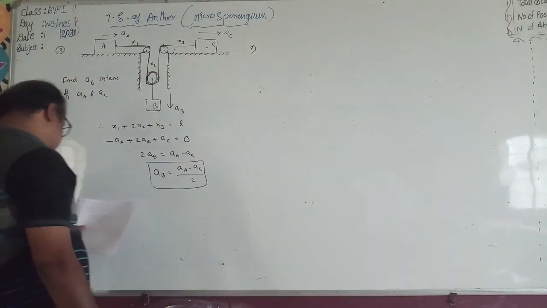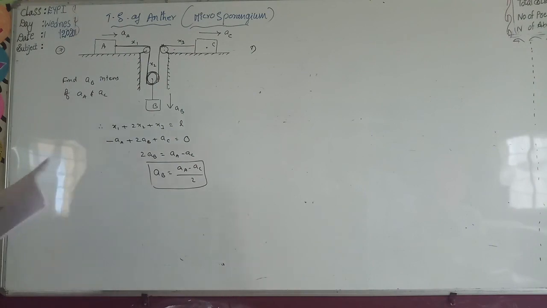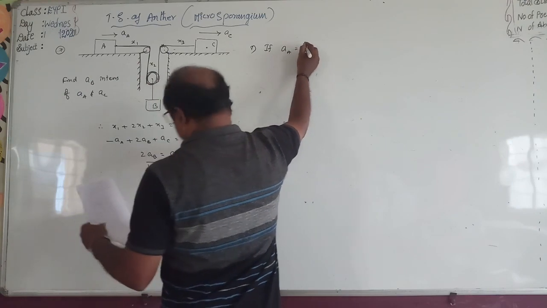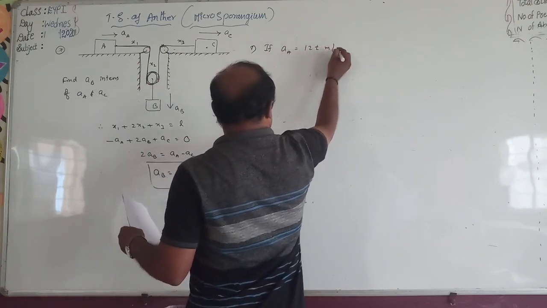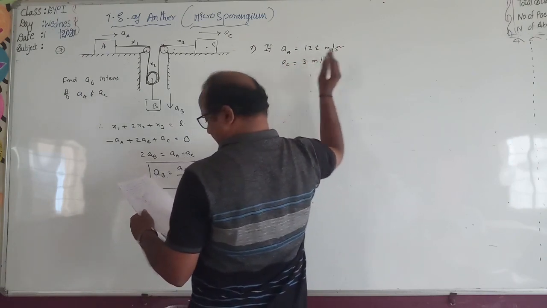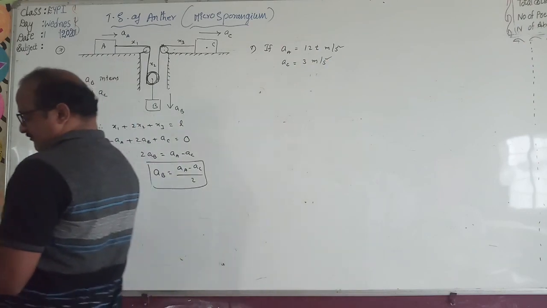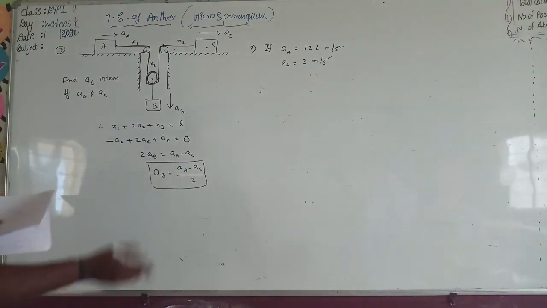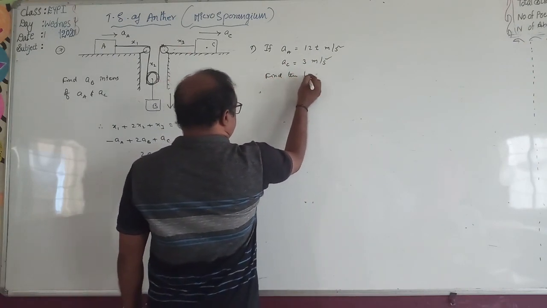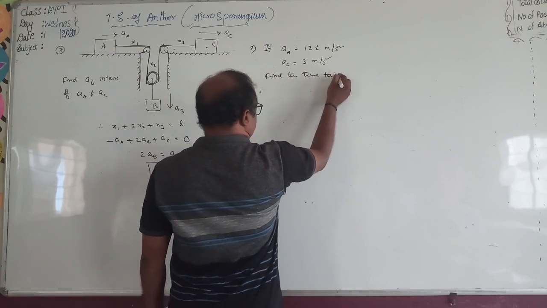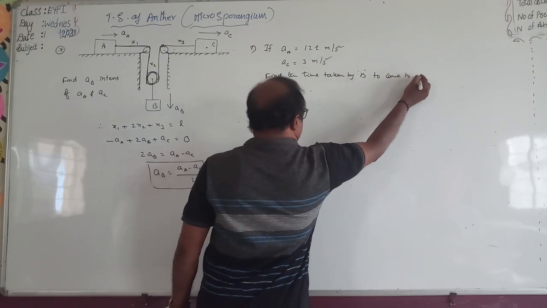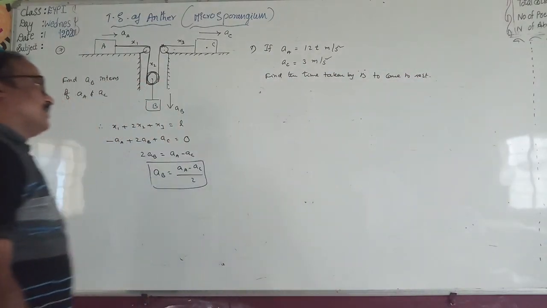Next, one more example in the same way. In the above problem, suppose the acceleration of A is equal to 12t meter per second square and the acceleration of C is equal to 3 meter per second square, where t is in seconds. Find the time taken by B to come to rest again. Calculate whatever time it is.